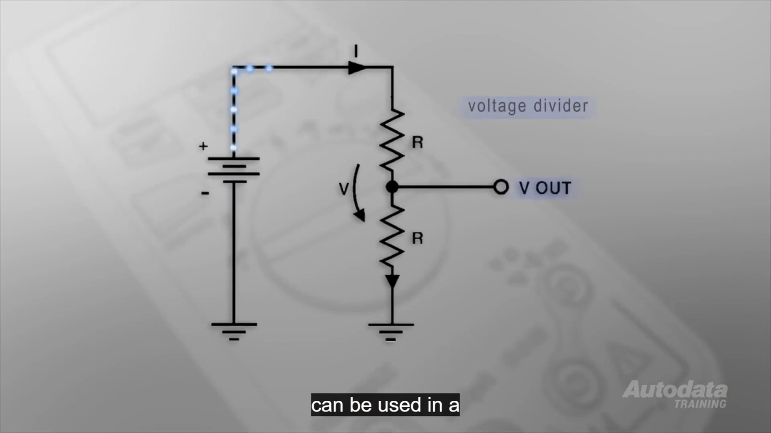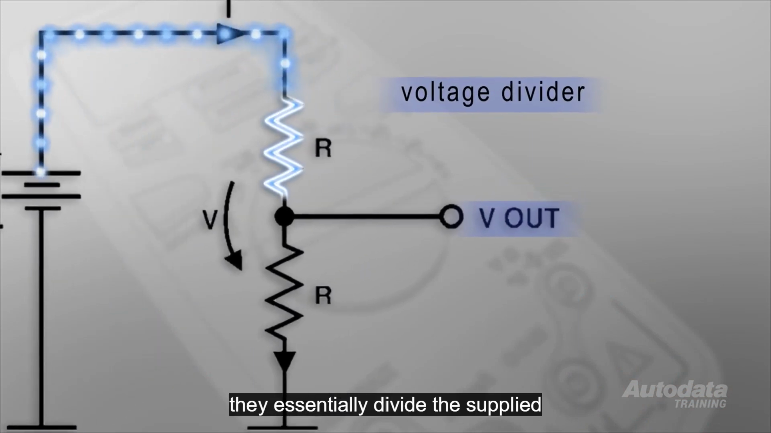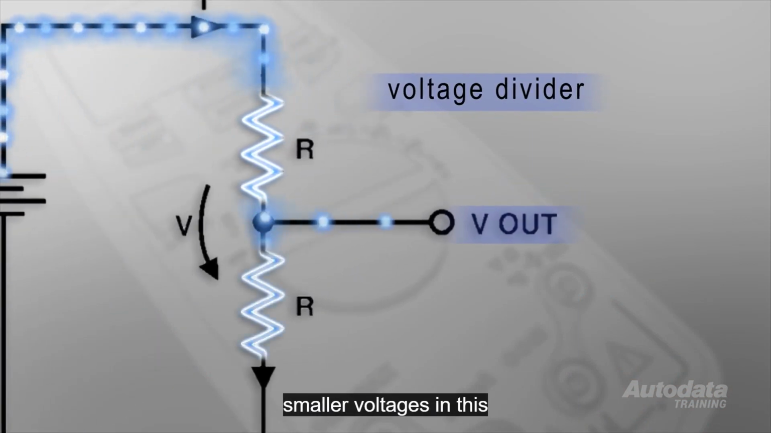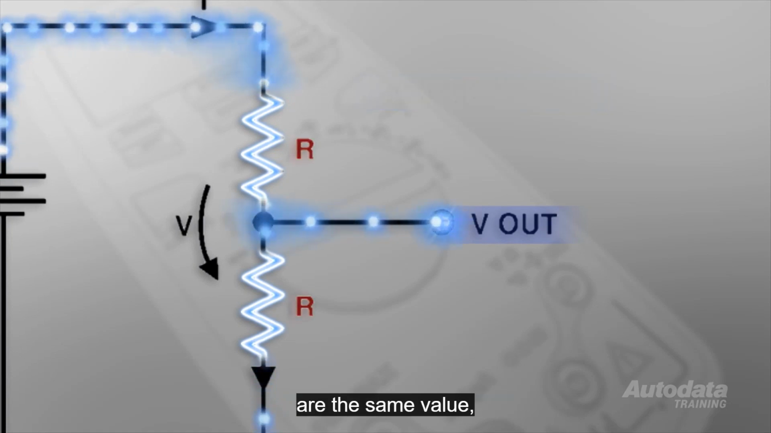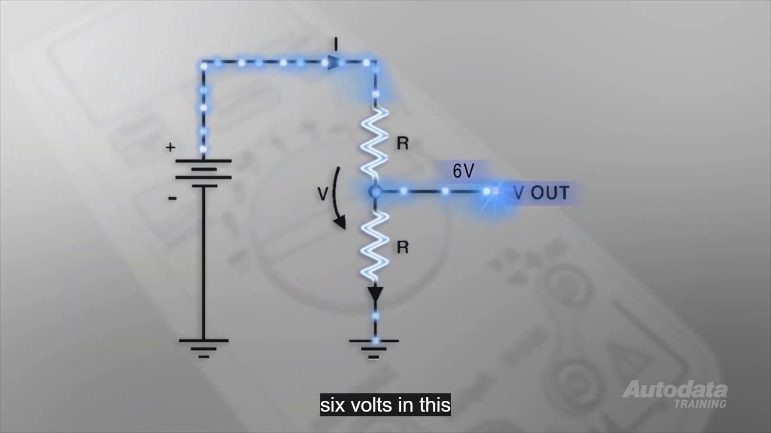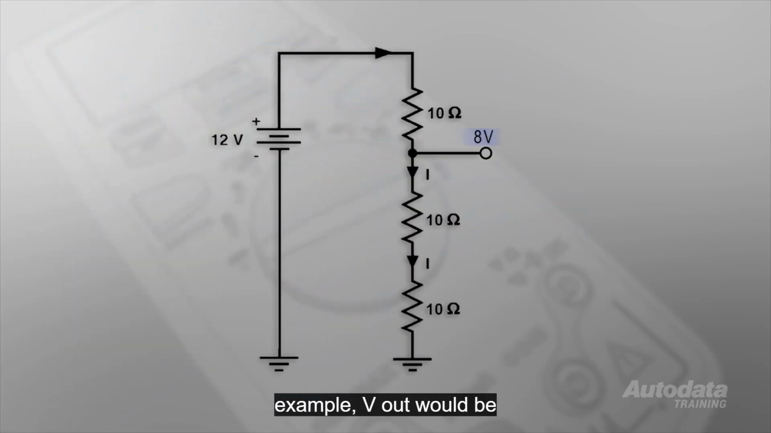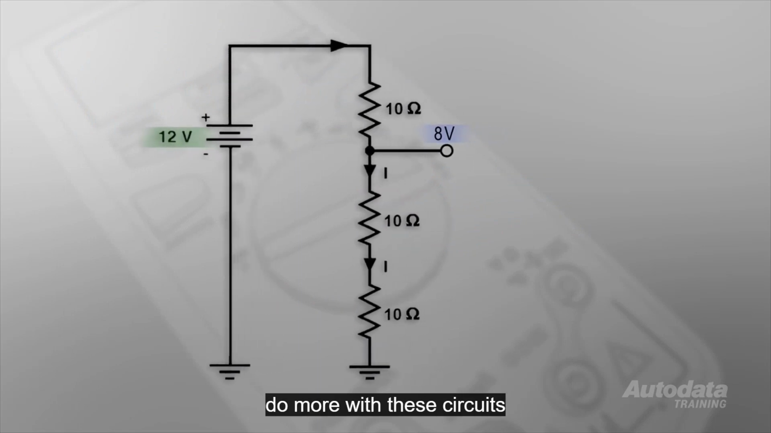Voltage dividers can be used in a number of automotive circuits. They essentially divide the supplied voltage into a number of smaller voltages. In this example, if the two resistors are the same value, then V out will be 6 volts. In this example, V out would be 8 volts when compared to ground. We can do more with these circuits.